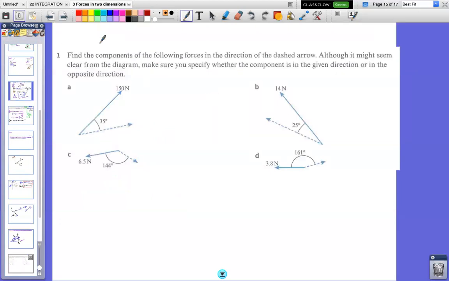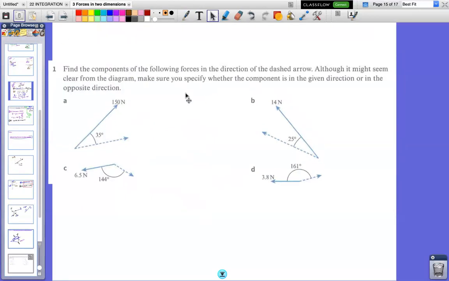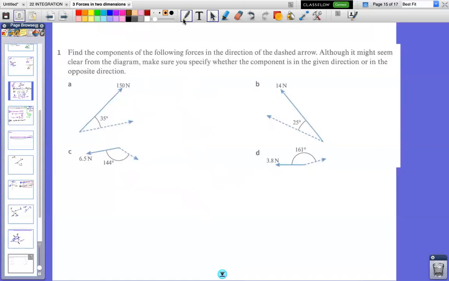Let's just go straight to the exercises. This is Exercise 3B. We are asked to find the components of these forces in the direction of the dashed arrow. Although it might seem clear from the diagram, make sure you specify whether the component is in the given direction or in the opposite direction.